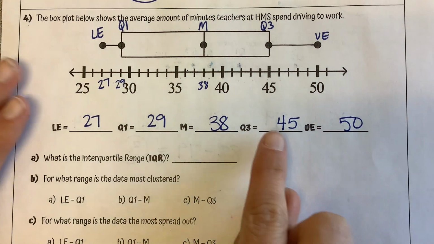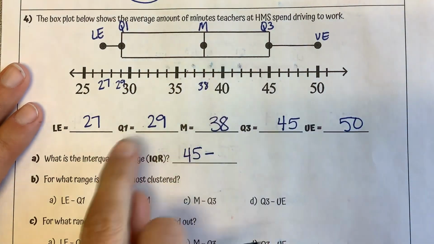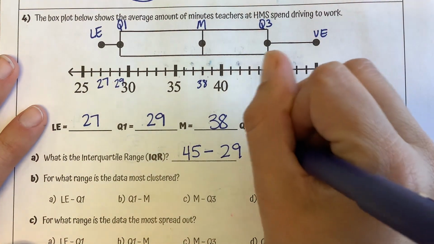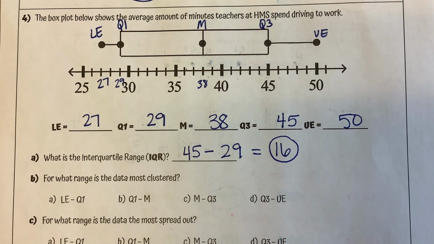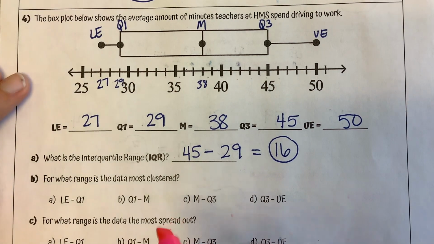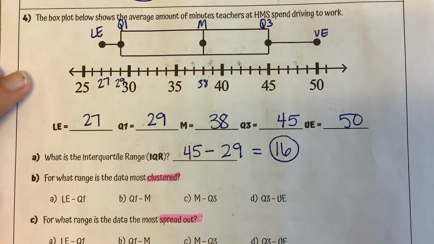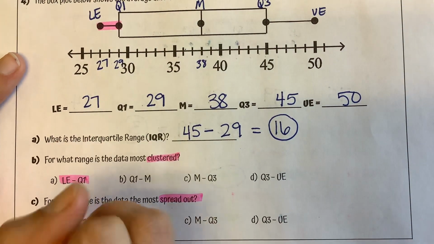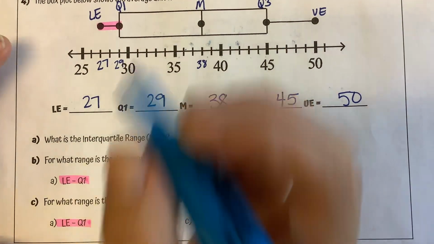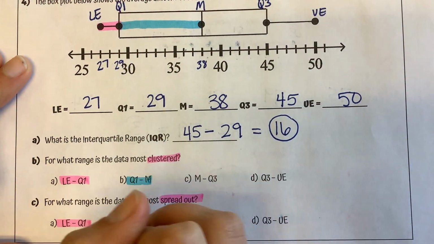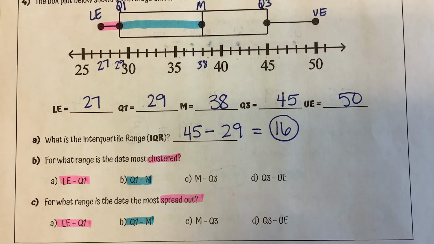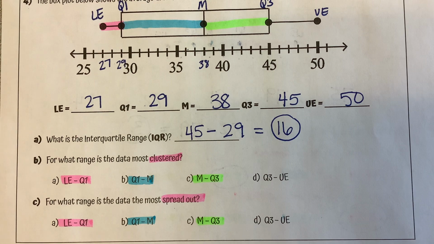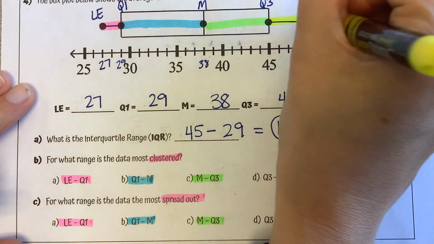So our IQR, we're taking our Q3 of 45 minus our Q1 of 29. When I subtract that, I get 16. Now let's look at our ranges. Where is it the most clustered? Where is it the most spread out? So our first range, lower extreme to Q1. Second range, Q1 to median. Third range, median to Q3. Fourth range, Q3 to upper extreme.